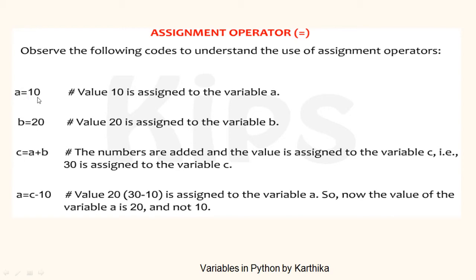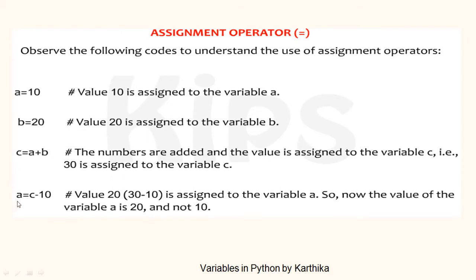The first line of source code is a is equal to 10. Using this code I am assigning 10 to the variable a. Next, b is equal to 20. Again, I am assigning the value to b. Now c is equal to a plus b. The value of a and the value of b will be added and the answer will be stored in c. The value of a is 10 and the value of b is 20, so a plus b is 10 plus 20. The answer is 30, and 30 will be stored in c.